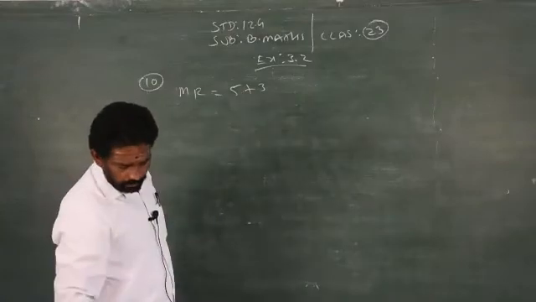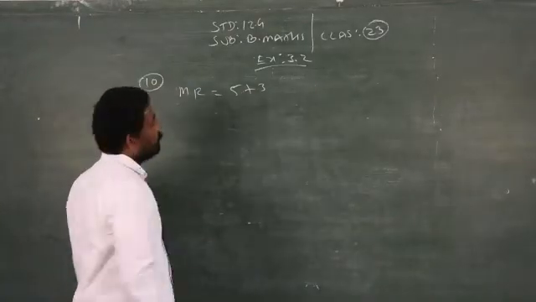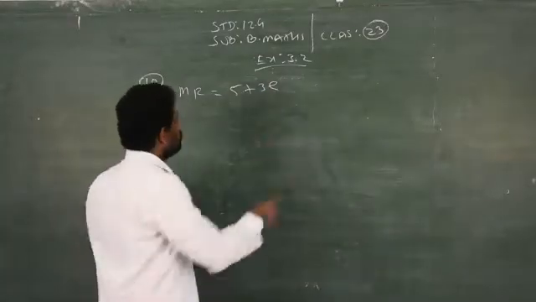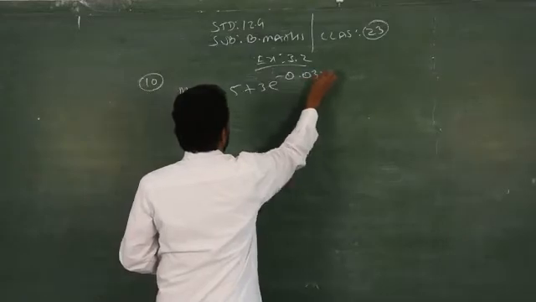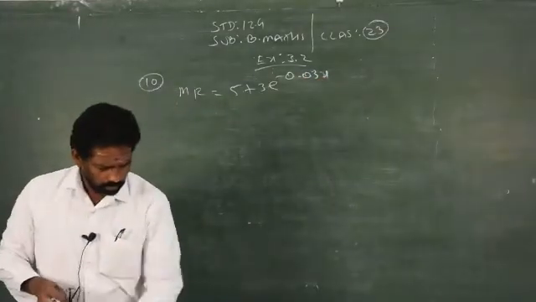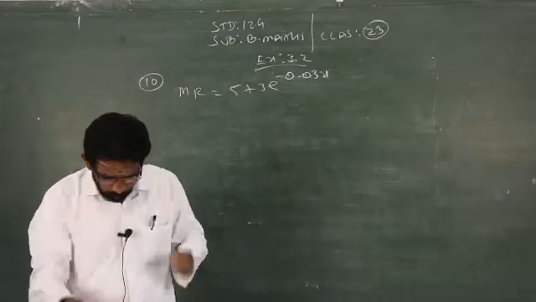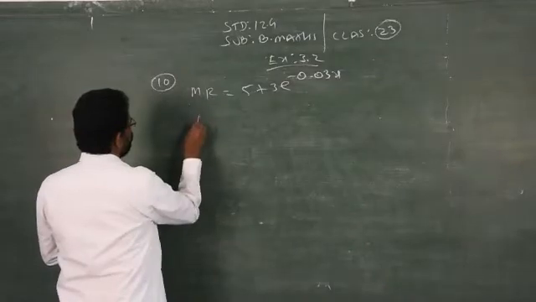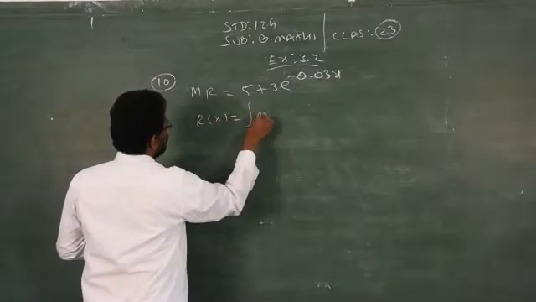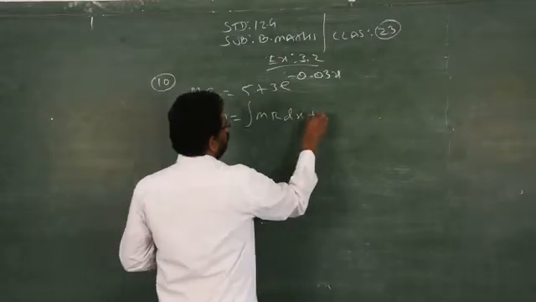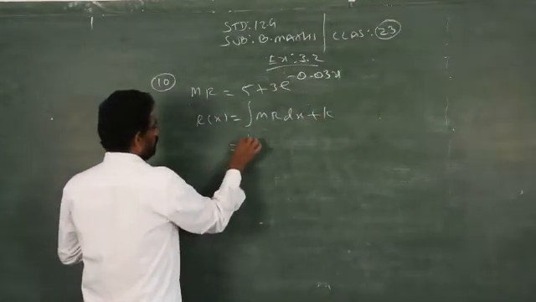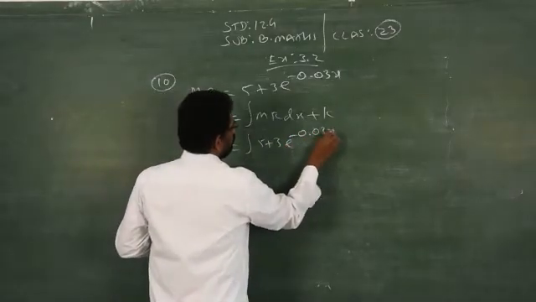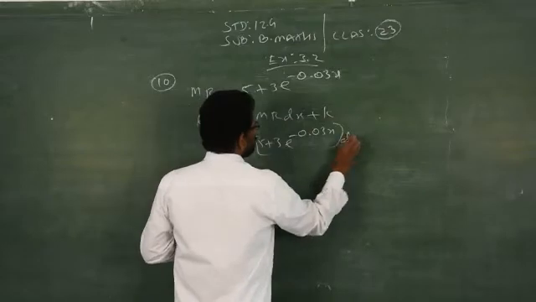The word marginal mathematically stands for derivatives, plus 3 into e power minus 0.03 x. Okay. Now here it's also a number. So revenue R of x is equal to, formula is the same as for cost functions. Marginal is given, 5 plus 3 e power minus 0.03 x into dx.